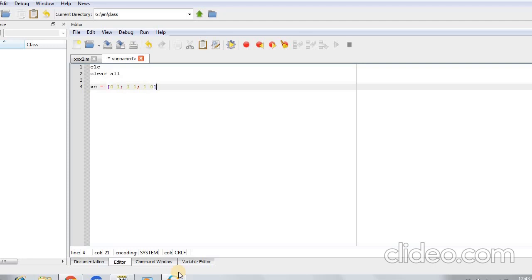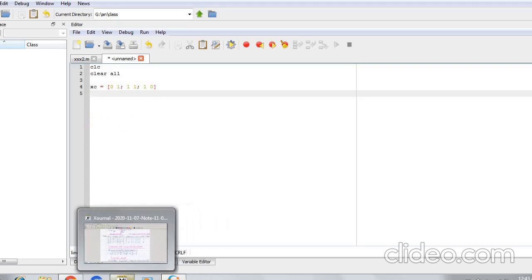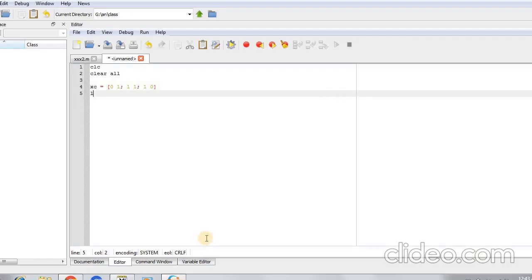So this is xc, and now this is the node coordinate chart. Then the element node connectivity chart with the property index. So let us call it L nodes. So L nodes, see here, is a 3-row vector, and the first row contains the coordinates of the first node, the second row contains the coordinates of the second node, and the third row contains the coordinates of the third node.